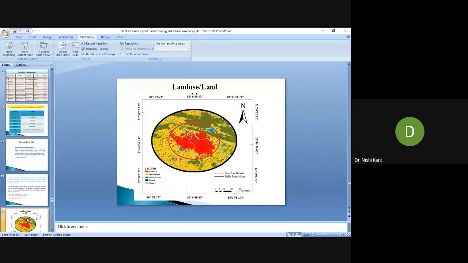Now moving toward the case study of Jamshedpur township area. Jamshedpur is a major industrial center of eastern India. It comprises companies and more than 1,200 small and medium scale industries.